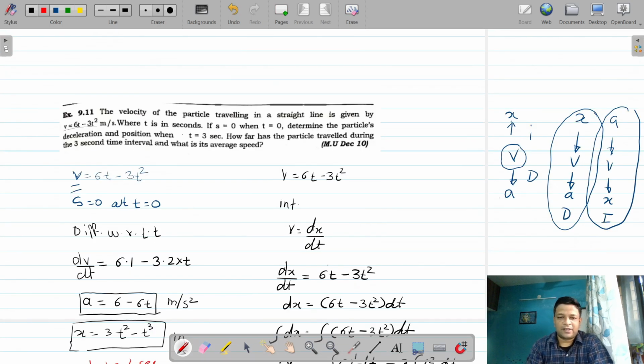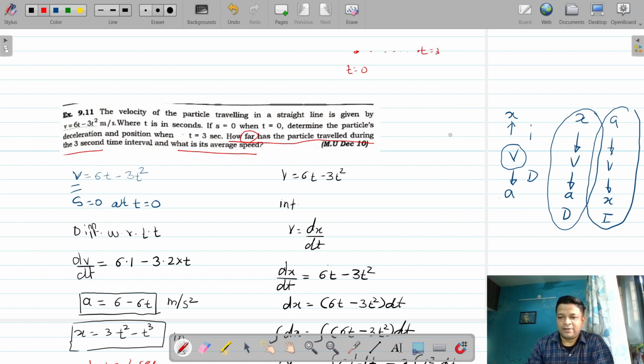So we will find out the next term, that is how far has the particle traveled during the 3 seconds. How far? They have asked about the distance, not the displacement. And what is the average speed? Right? So particle has started from this position at t is equal to 0. It has moved up to t is equal to 3 seconds. So you have to calculate the distance traveled by that particle. So before that, we should calculate at what time it has made its velocity 0.